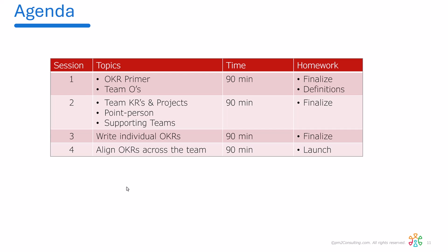So in those workshops, there are 4 90-minute sessions: building the team objectives, building their KRs, figuring out the point person and supporting teams. And then sessions 3 and 4, writing the OKRs, doing it as homework, and then the show and tell session where we align them across the team. So that's how we do a direct cascade.